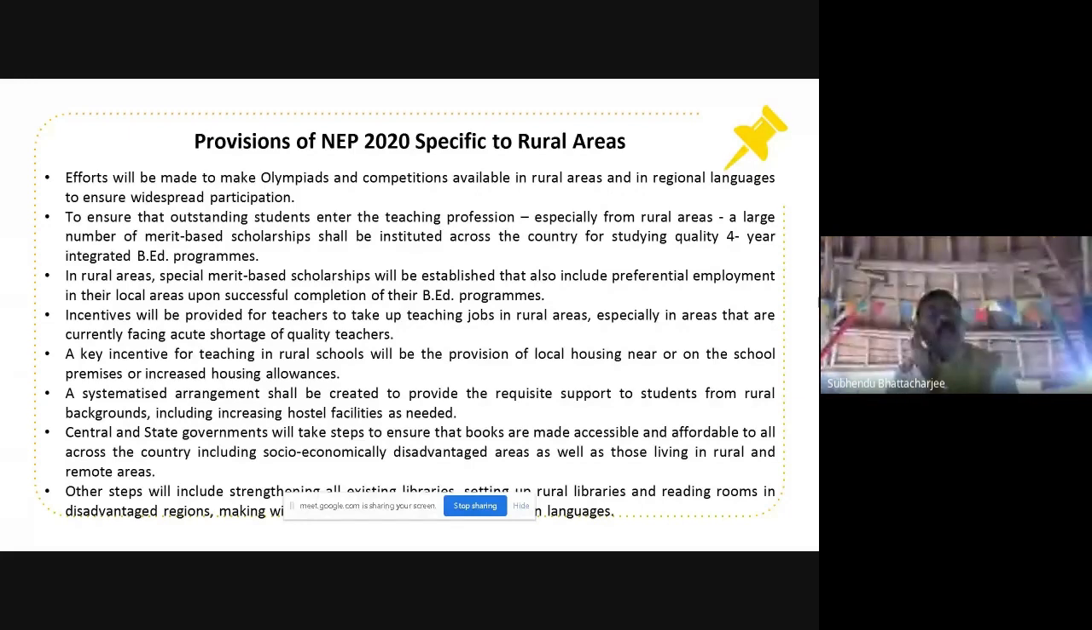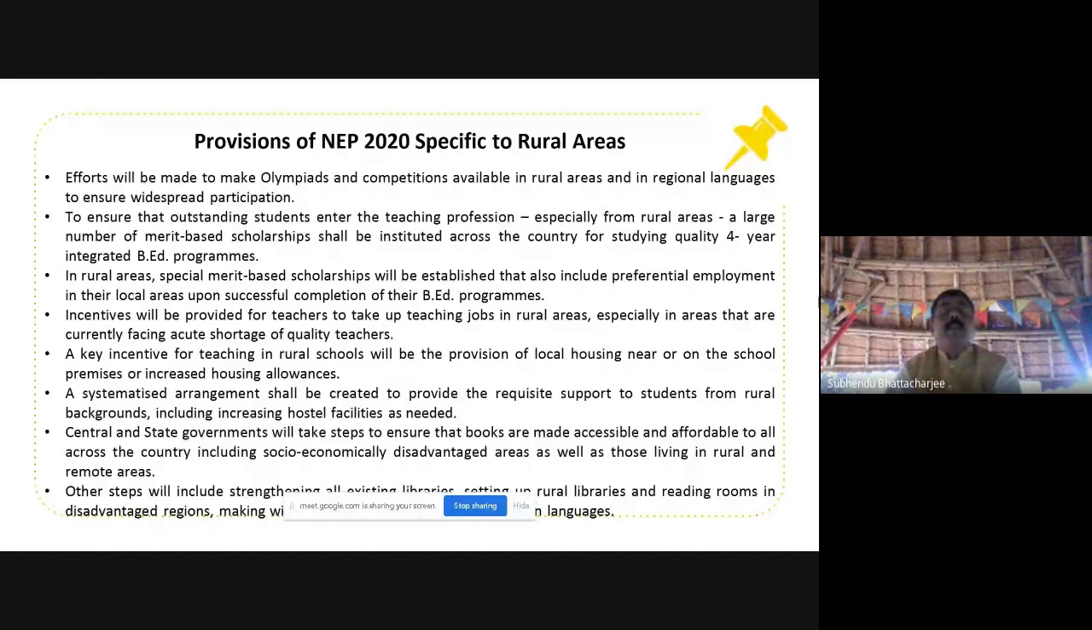A large number of merit-based scholarships shall be instituted across the country for study. Financial employment in their local areas after successful completion of their BA program. Take up teaching in rural areas, especially in areas that are currently facing acute shortage of quality teachers. This is the fact that in remote areas, no teacher wants to go and teach. It's a huge challenge. A key incentive for teaching in rural areas will be provision of local housing near or on the school premises, or increased housing allowances.